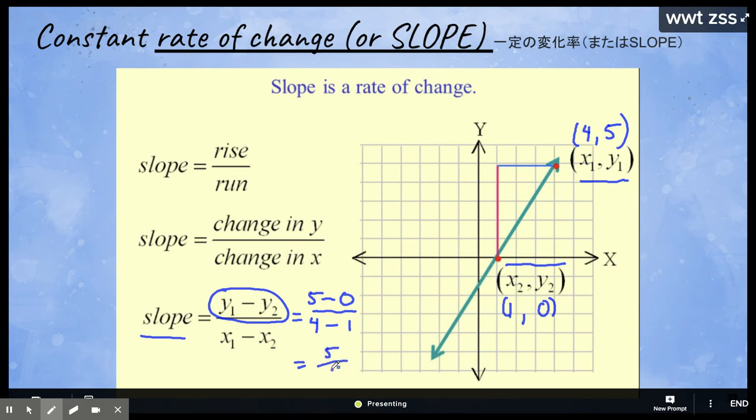So again, the same slope, different ways. I would say that if it's graphed and you can clearly see the coordinates, it's easier to just go ahead and count the rise and the run. But sometimes, and I'll show you an example in a second here, we don't even have a graph. We only have the coordinates.